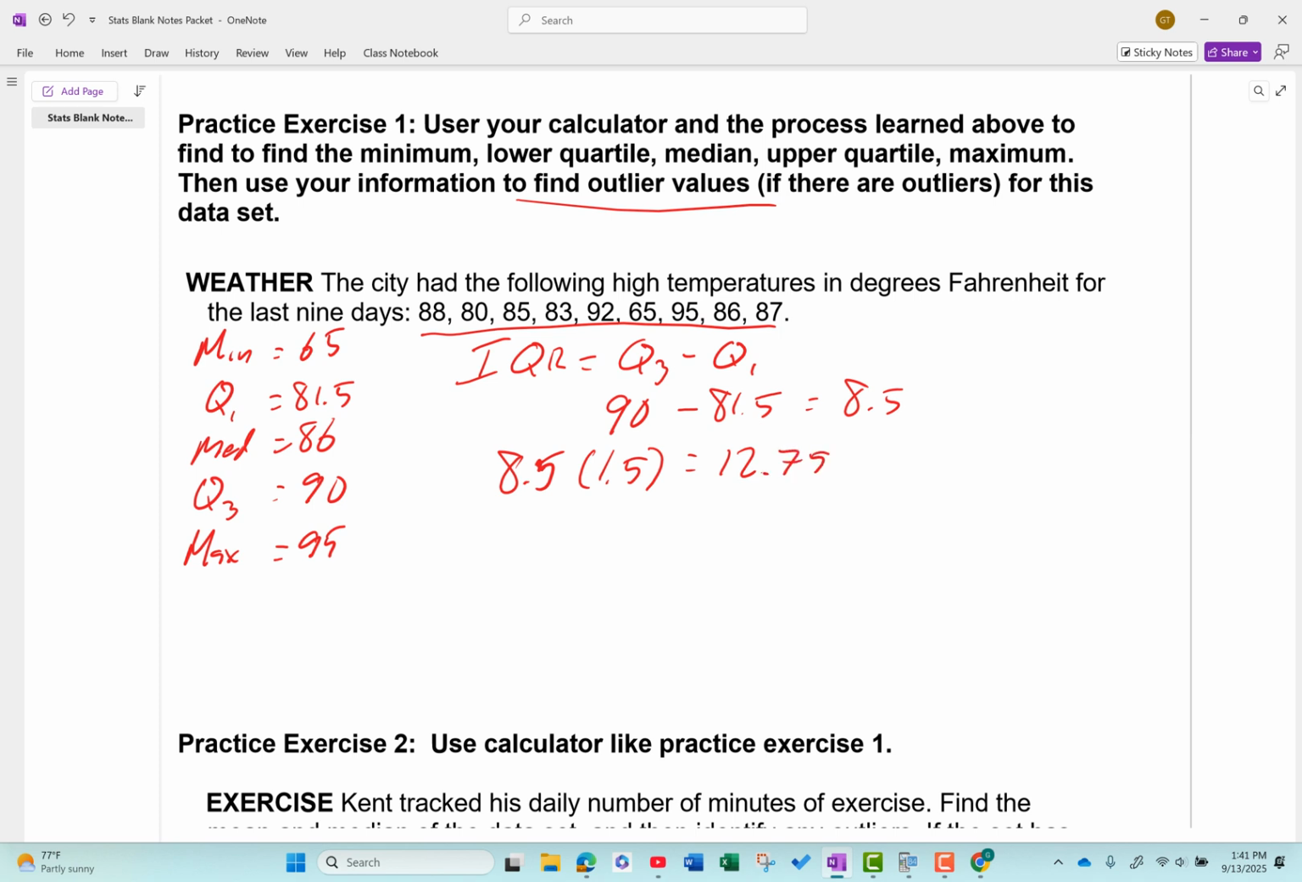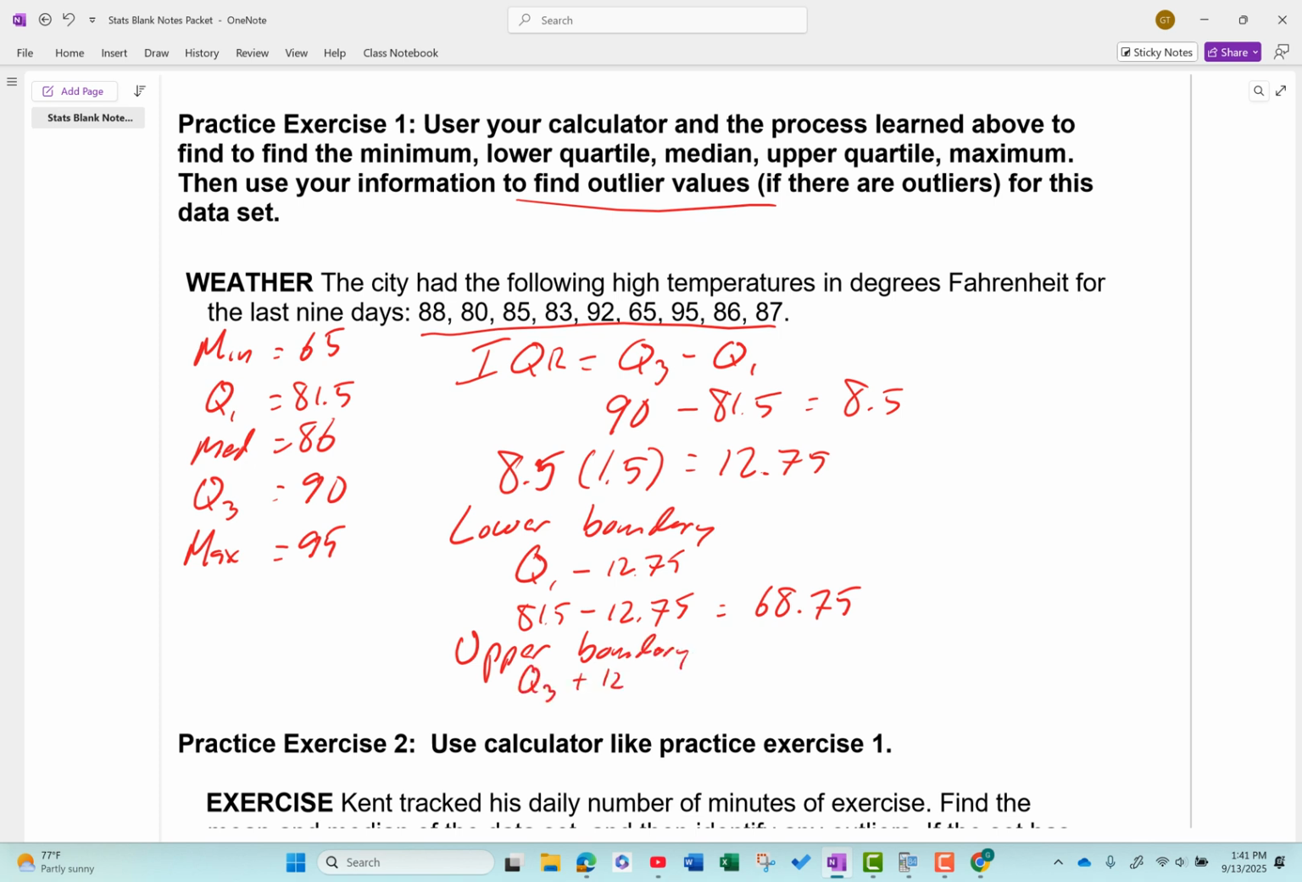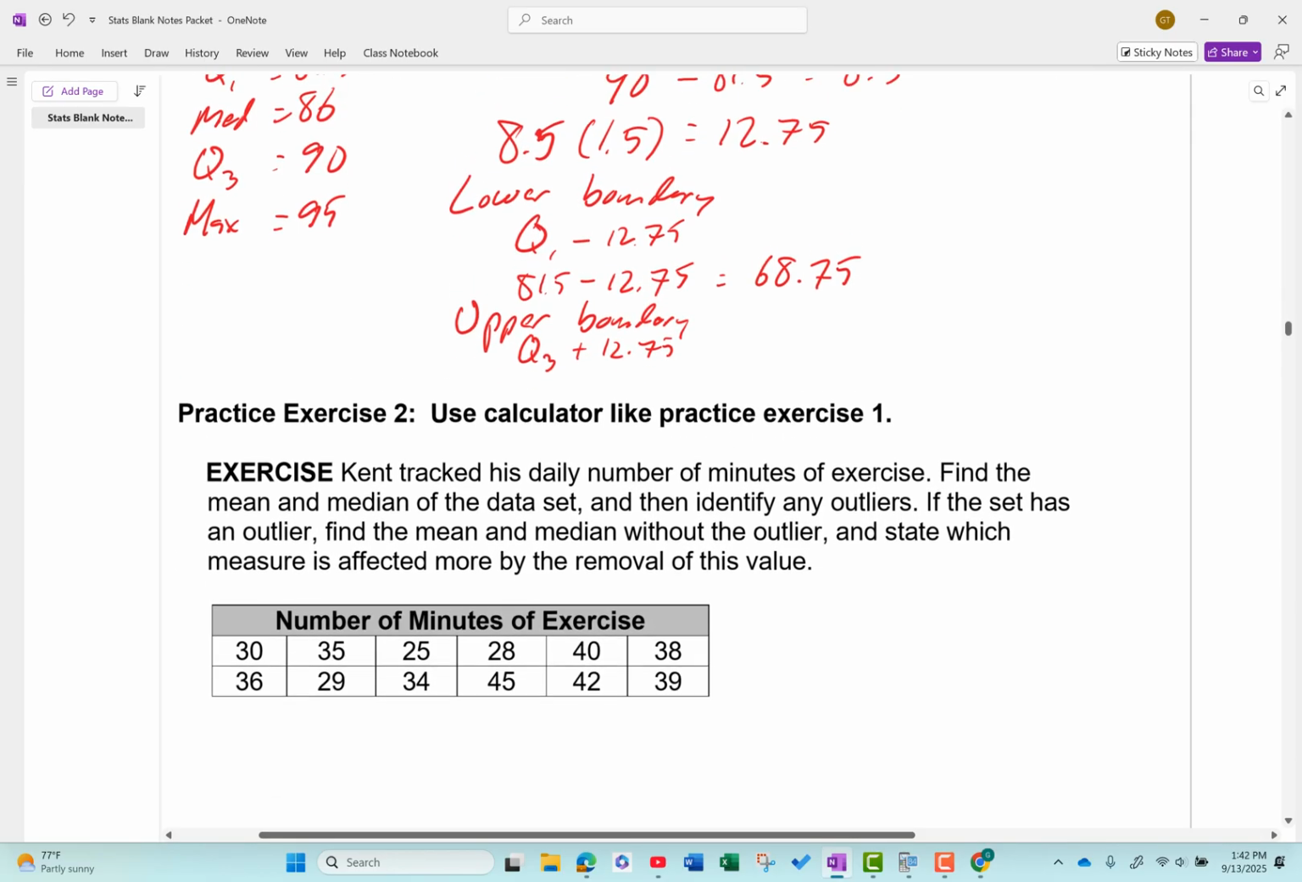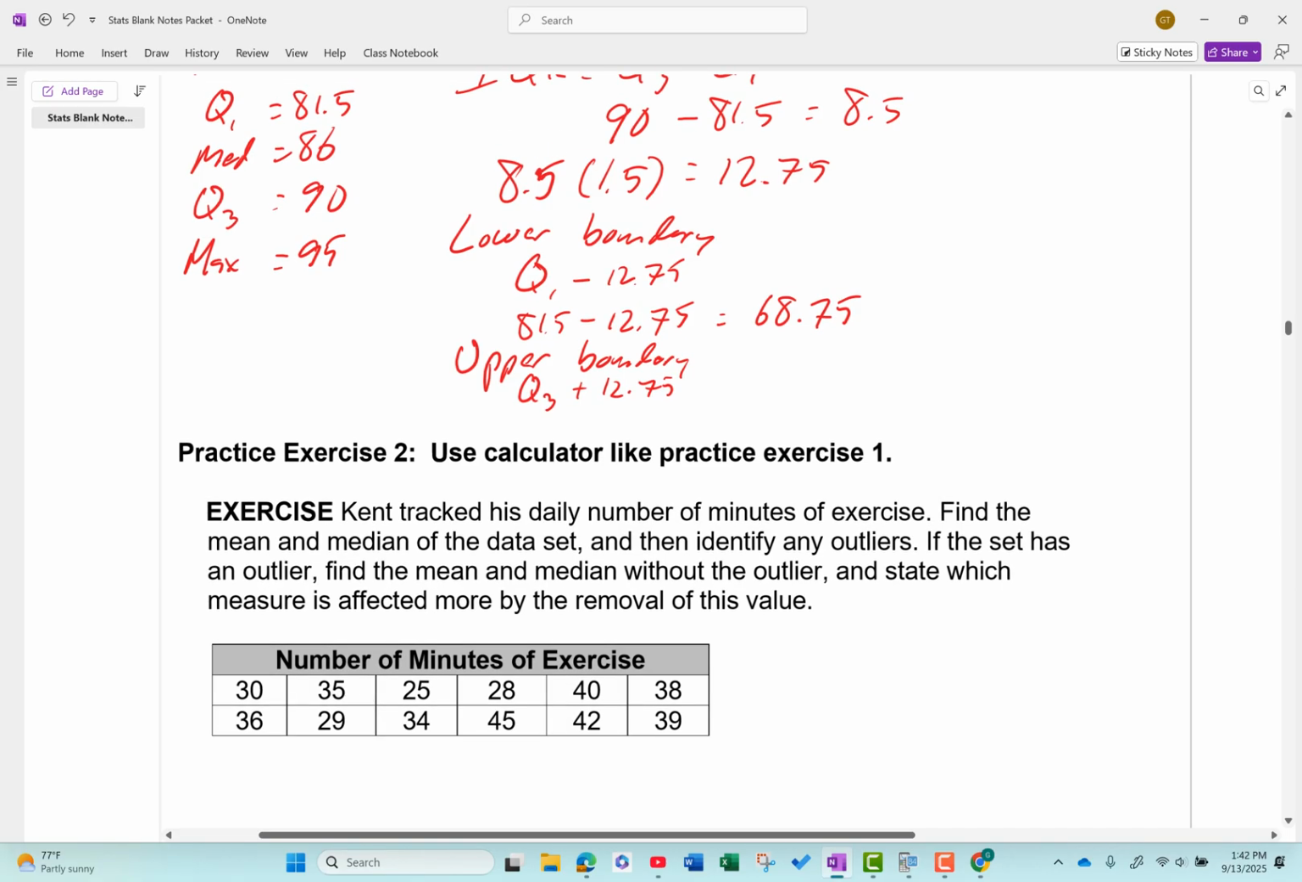Okay. So to find a lower boundary, I need to take my Q1 minus 12.75. Okay, so my Q1 is 81.5 minus 12.75. And I'm going to end up with 68.75. Okay, so now that's my new lower boundary. Okay, my upper boundary is going to be Q3 plus 12.75, right? I'm expanding it higher, so I need to add, right? I'm expanding it lower for the lower boundary. That's why I need to subtract.